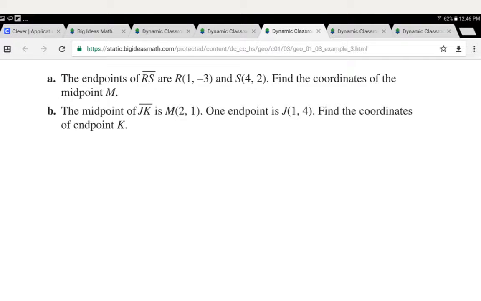Alright, in this example we're going to take a look at this first problem here. We're given the endpoints of a segment and we're supposed to find the coordinates of the midpoint.